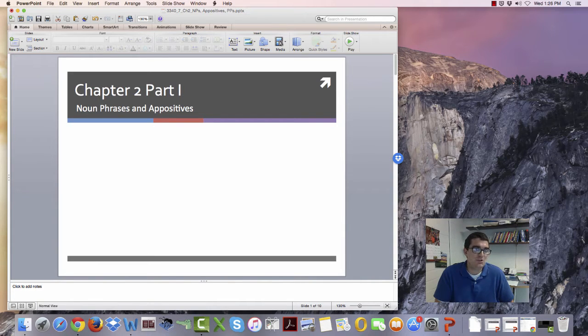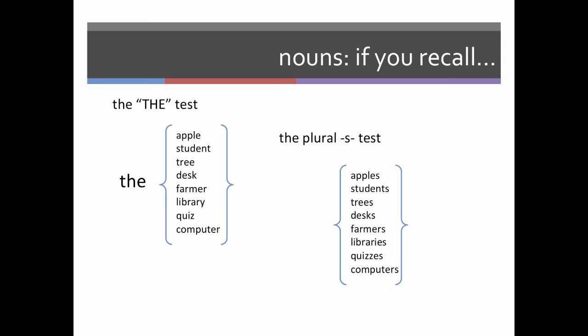We looked at individual word classes, single words in chapter 1, but beginning in this chapter we start to expand. So today and in the next few mini lectures we'll talk about phrases. So let's get started with noun phrases and appositives. Right, so noun phrases and appositives.